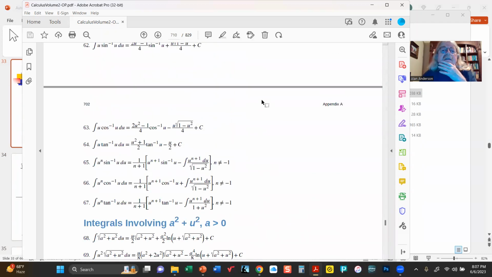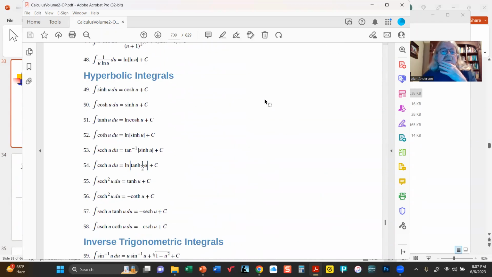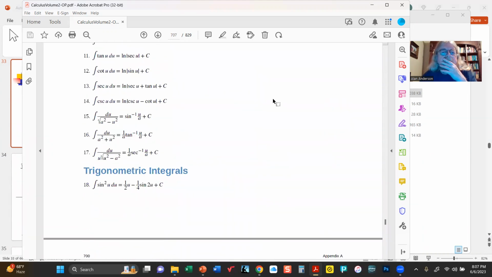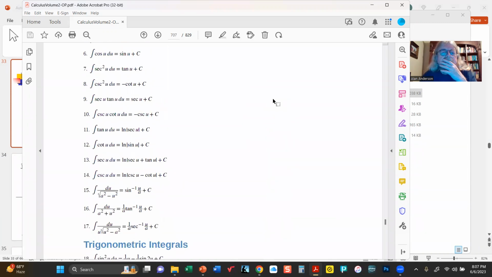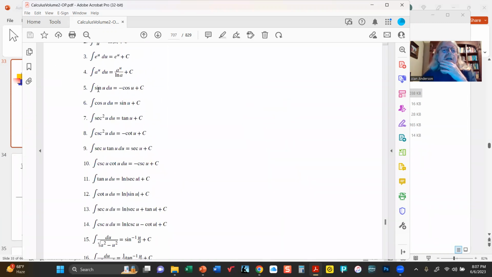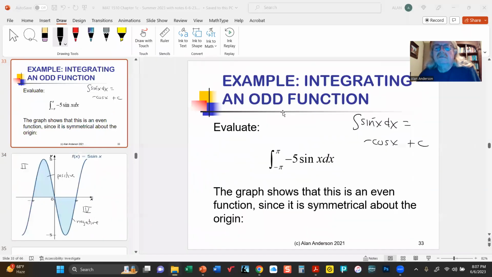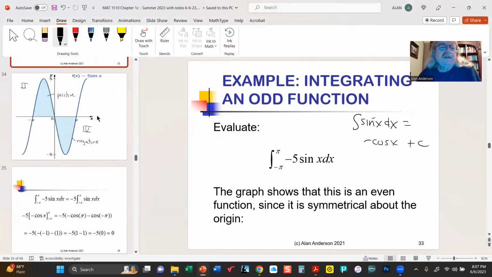You can see it's a huge set of tables, but the one we're actually after, there it is. Integral sine u du, negative cosine u plus c. So of course you can see where this is going.